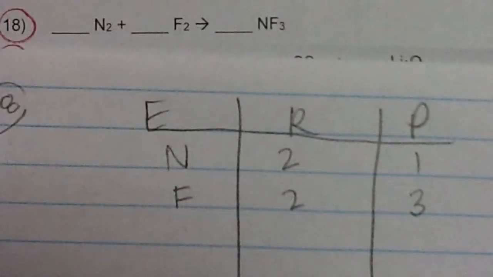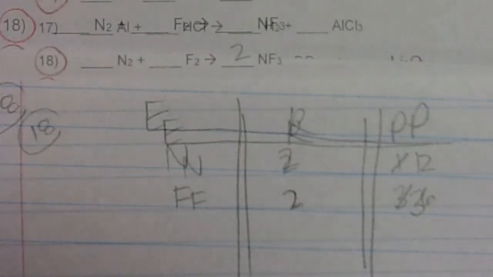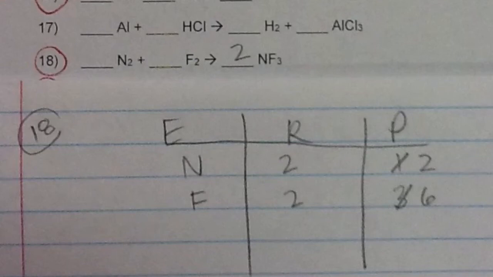Number 18 contains nitrogen and fluorine. There are 2 reactant nitrogen and 2 reactant fluorine. There is 1 product nitrogen and 3 product fluorine. If I put a 2 in front of the formula with nitrogen and fluorine on the product side, that brings me up to 2 nitrogen and 6 fluorine.